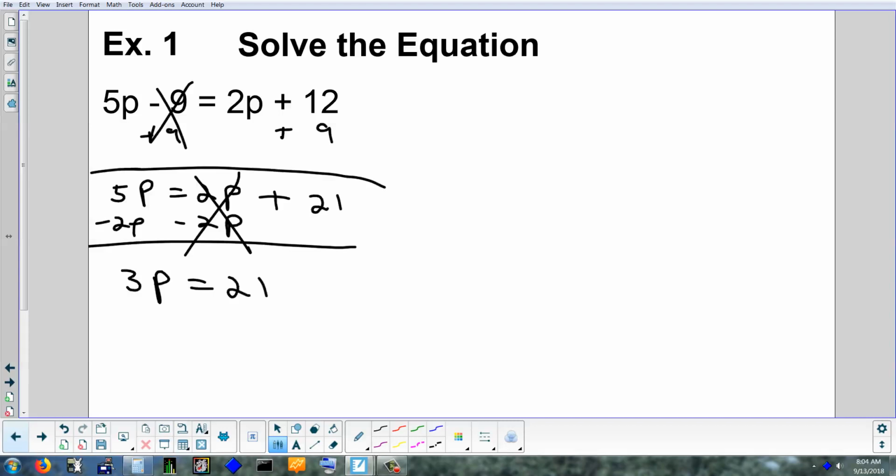So 3p equals 21. Now, last step. Now we're down to a single step equation. Gigi? You're going to divide. And what are you going to divide by? 3. Now we saw in homework we had one that was a decimal. If it's a decimal, use your calculator. I think we can handle that one. What's 21 divided by 3? 7.